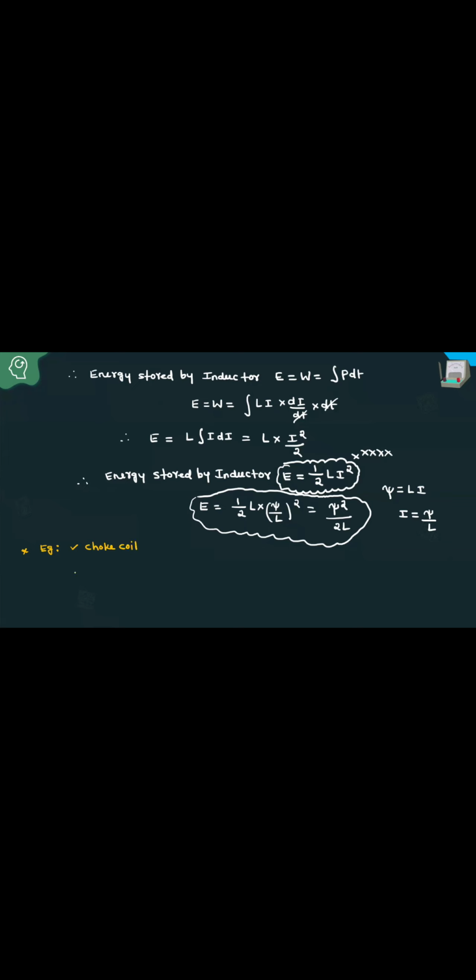Choke coil is one example of an inductor. It has inductive nature. Even a transformer has inductance, inductive nature. Transformer windings and AC machine windings are also inductive. They also have resistance, no doubt, but they have inductance too. Even passive filters have inductive nature. All these are practical examples of things having inductive nature.